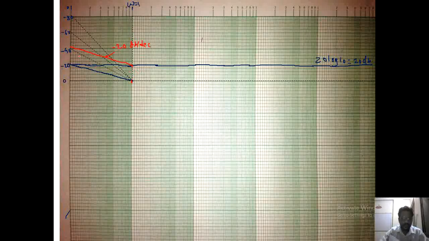Later on, minus 40. So along the 40 line you should draw the graph, from 1 to 5. So the 5 point is this. This is omega equal to 5. So this graph is for minus 40 dB per decade. Then next is again minus 20.